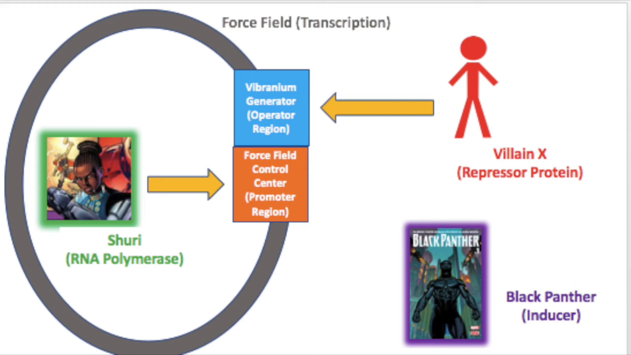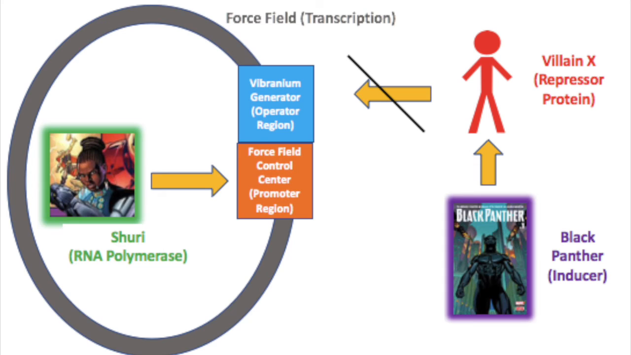If Villain X reaches the generator before Shuri reaches the control center, Villain X will cut the power, turning the force field off. His goal of reaching the generator symbolizes the repressor protein's affinity to bind to the operator region of the mRNA. In order to protect the city, Villain X must be distracted before he reaches the generator to allow Shuri time to turn on the force field.